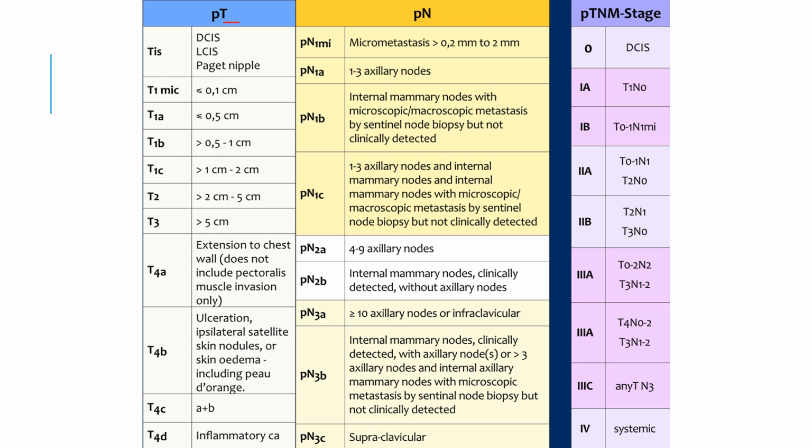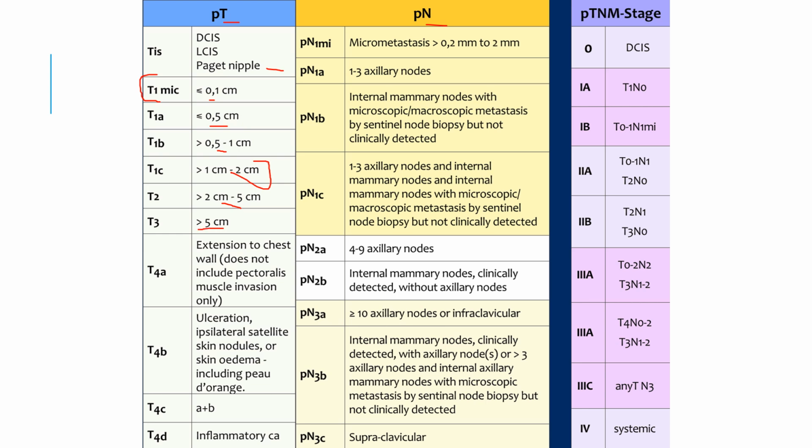Okay, so the staging is TNM staging. For the T staging, in situ means Tis, LCIS, and Paget's of the nipple, which is nothing but DCIS extended up to the nipple. T1 micro is up to 0.1 centimeter, T1a is up to 0.5 centimeter, T1b is 0.5 to 1 centimeter, T1c is 1 to 2 centimeter. So remember, T1 is up to 2 centimeter. Okay. T2 is 2 to 5 centimeter. T3 is more than 5 centimeter.